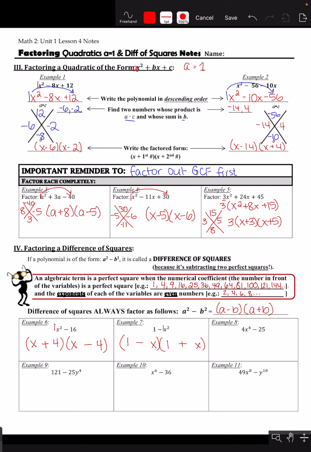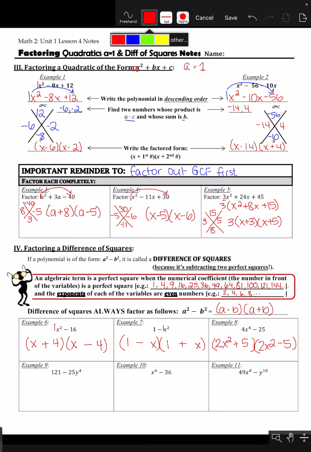So in example 8, we've got 4 and 25 as our coefficients. They are both perfect squares. We have an even exponent of 4, 2 terms in subtraction, so it's difference of perfect squares. And so we've got to take the square root of 4, which is 2, split the x to the 4th in half, so we'll have 2x squared starting both of our parentheses. And then 25, the perfect square factor of that is 5. So we'll have one that's plus 5 and one that's minus 5.